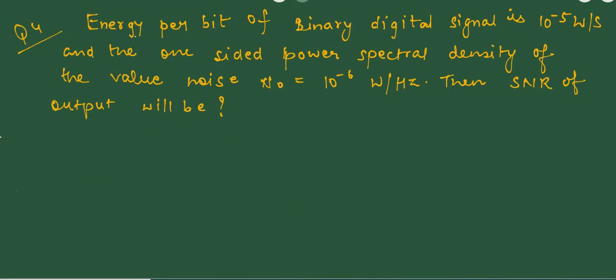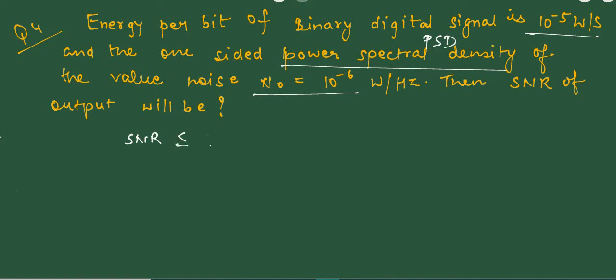So in this question, we have been given the energy per bit of the binary digital signal, which is this, and we have been given the noise power spectral density, PSD of the noise. So we know that the signal to noise ratio, which is SNR, has the maximum value as 2 Es upon N naught, and in this case Es will become 10 to the power minus 5 and N naught is 10 to the power minus 6.